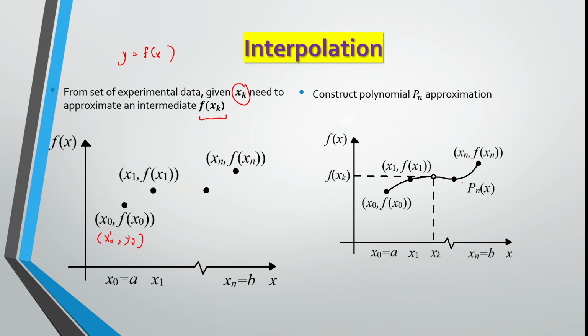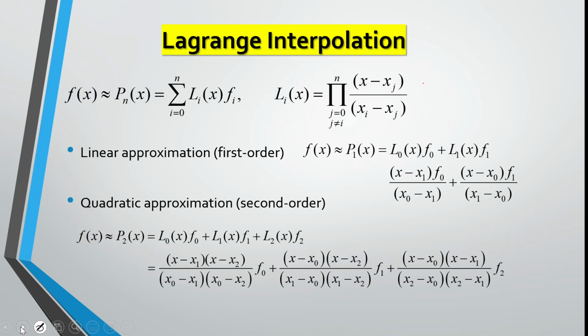From the points given there, we can construct a polynomial. If you connect only 2 points, you will get linear. With 3 points you get quadratic, and with 4 points you get cubic. So we are going to construct a polynomial of degree n based on the Lagrange interpolation technique. For Lagrange interpolation, f of x can be approximated with a polynomial of degree n, which is equal to the summation of Li(x) f i, where i goes from 0 to n.